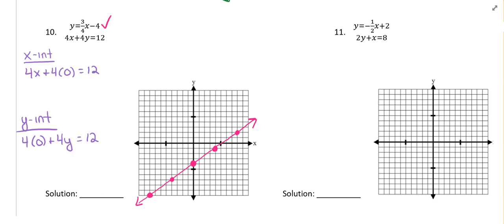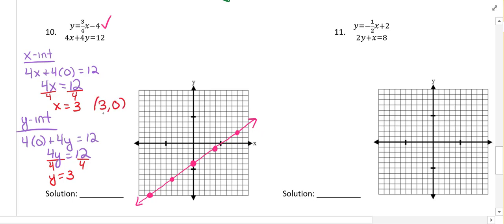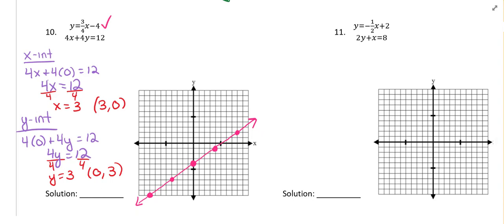So I plugged in 0 for y for my x-intercept, and plugged in 0 for x for my y-intercept. And I can solve both of these tiny two equations. They're going to have the exact same work because they both have 4's attached to them. So I get 3, 0 for my x-intercept, and I get 0, 3 for my y-intercept. So I'm going to graph those 2 points. And we have those 2 points.